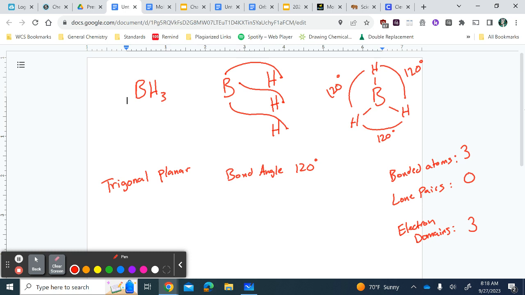Why the shape really is important is if you think of like a game of Tetris and you're always trying to fit the right shape into the right spot, a chemical reaction is the same way.